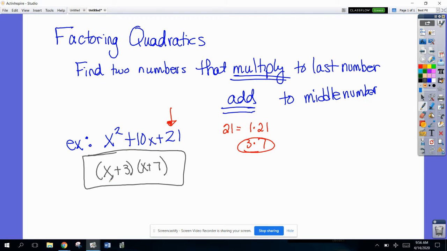And then why this works is because really you're just undoing this. The distributive property says that if you do x times x, you get x squared. x times 7 gives you 7x. 3 times x gives you 3x. And 3 times 7 gives you 21. And so then if you add like terms, you end up with x squared plus 10x plus 21, which is what you started with. So really this is just undoing this into two sets of parentheses.